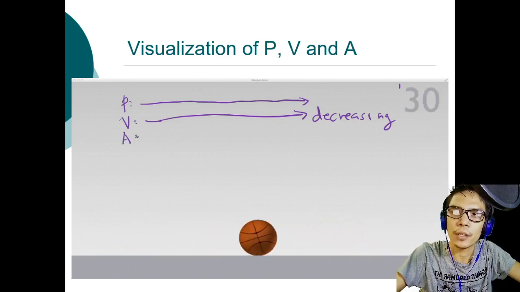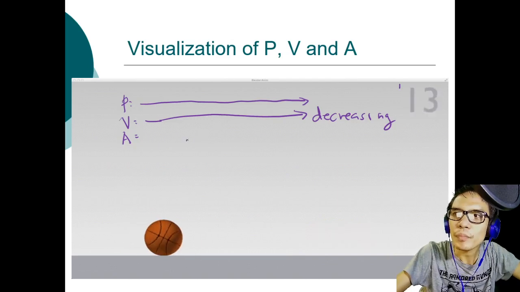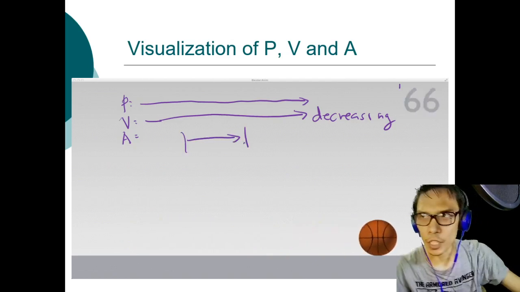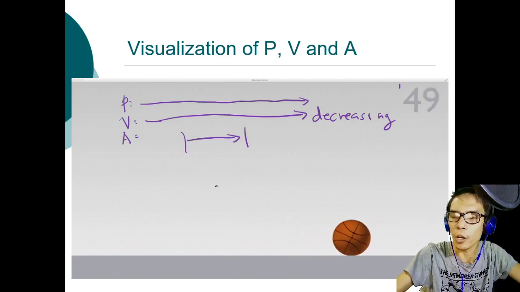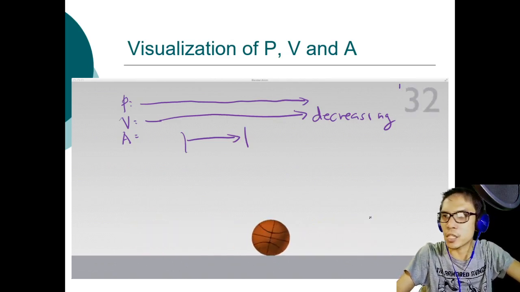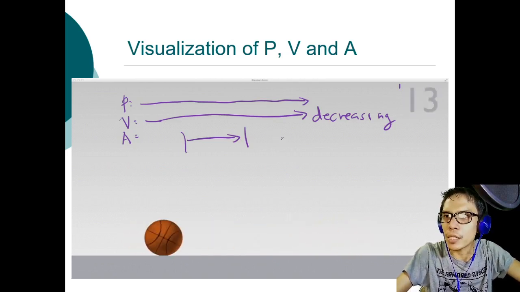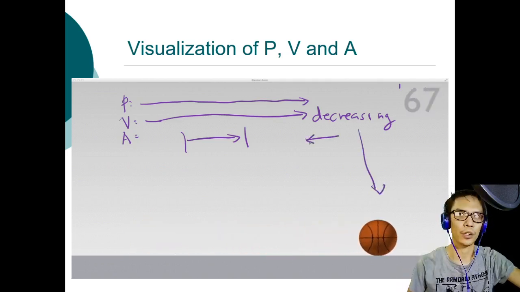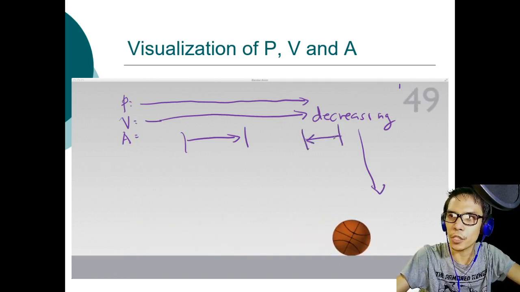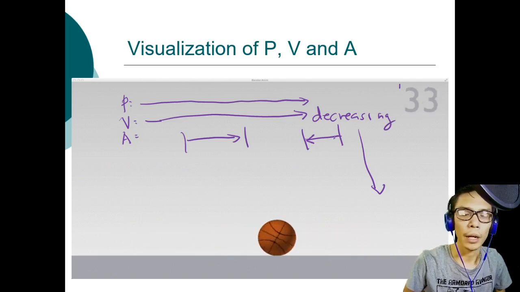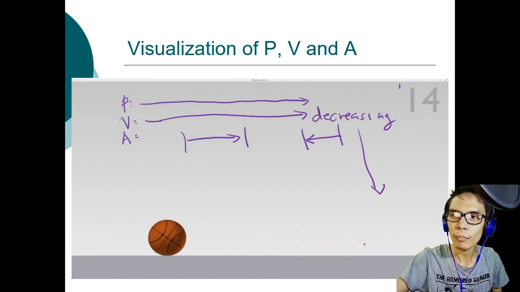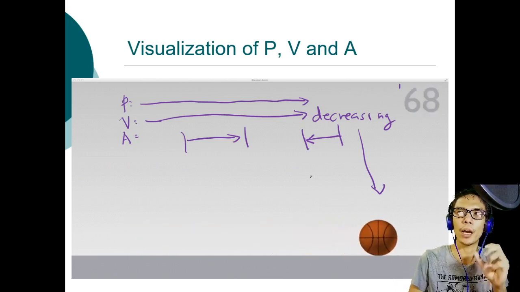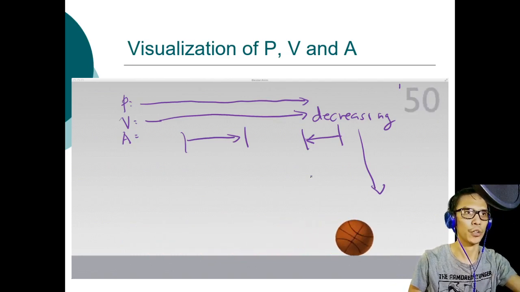Next one. How about the acceleration? So the acceleration is going that way at constant speed, right? So it goes that way. Then once it stops, the acceleration at this point starts to go in this direction. That is because of the friction that acts on the ball, which enables it to stop. Okay, so that's how you visualize your position, velocity, and your acceleration.